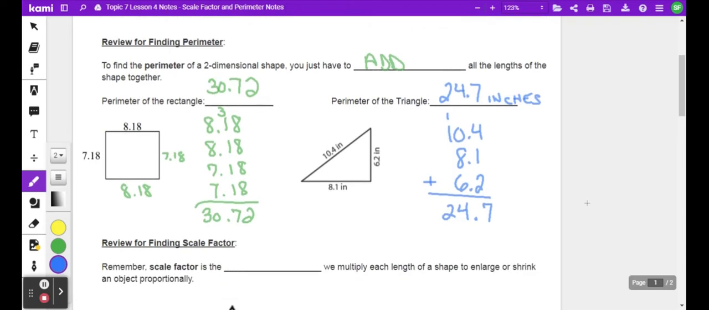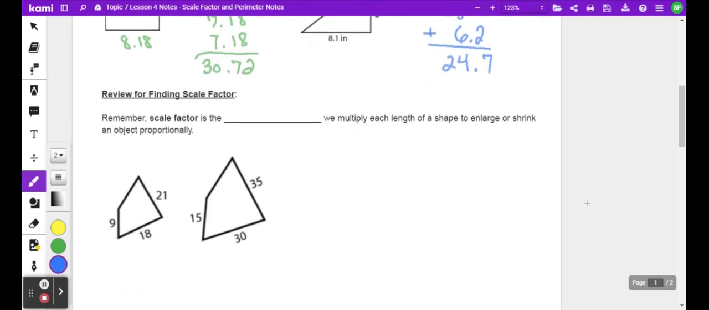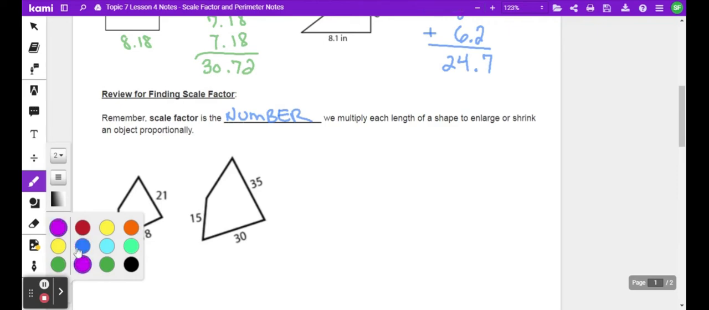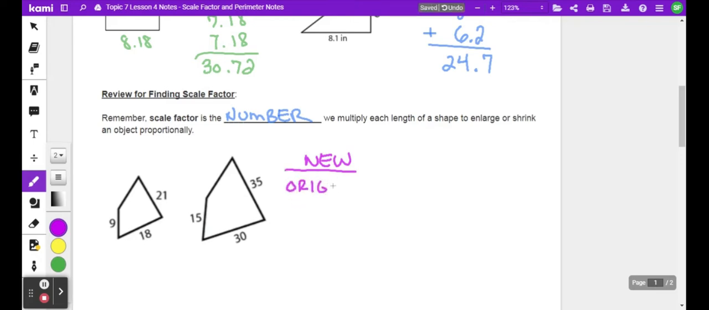Let's go ahead and review finding the scale factor. Just a reminder that scale factor is the number we multiply each length of the shape by to enlarge or shrink an object proportionally. And if you recall from lesson 1, I believe, we talked about how you take the corresponding edge from the new shape and you put that over the corresponding edge of the original shape. Remember, corresponding means it's the same edge on both shapes.